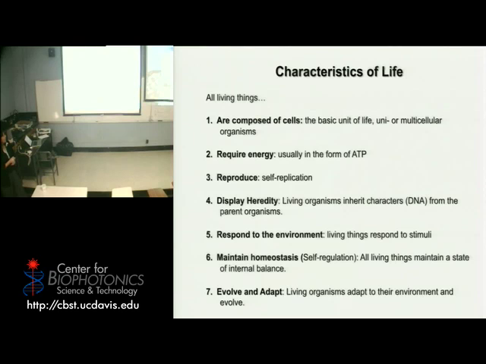And then finally, they evolve and adapt. Living organisms adapt to their environment and are able to evolve. There are a lot of discussions among scientists about what it really means to be alive. And these are the main minimum characteristics that everybody agrees on, that are really characteristics of living things and not other things.